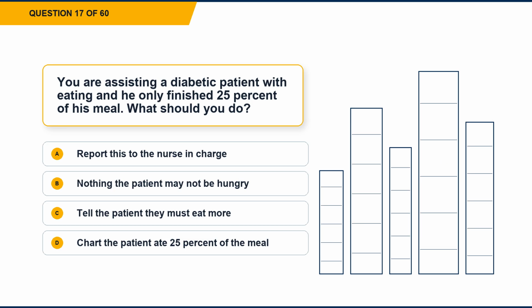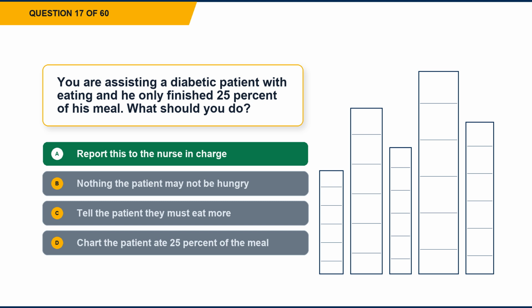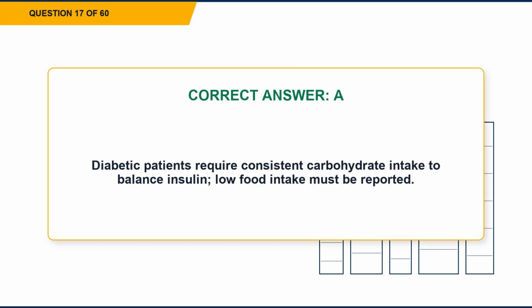Question 17. You are assisting a diabetic patient with eating and he only finished 25% of his meal. What should you do? Option A, report this to the nurse in charge. Option B, nothing, the patient may not be hungry. Option C, tell the patient they must eat more. Option D, chart the patient ate 25% of the meal. The correct answer is option A, report this to the nurse in charge. Explanation. Diabetic patients require consistent carbohydrate intake to balance insulin. Low food intake must be reported.